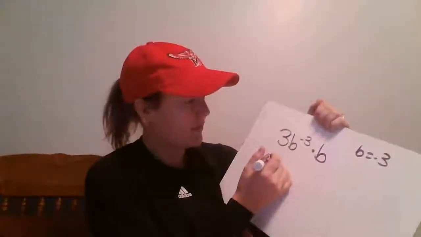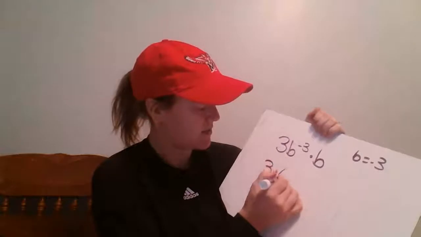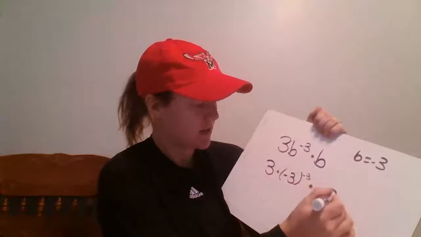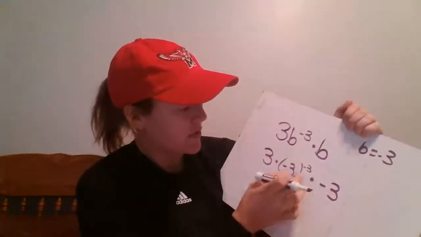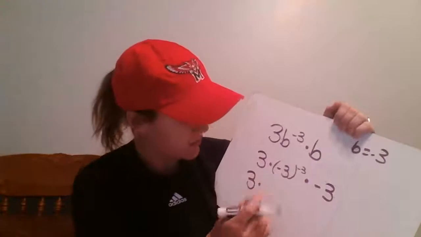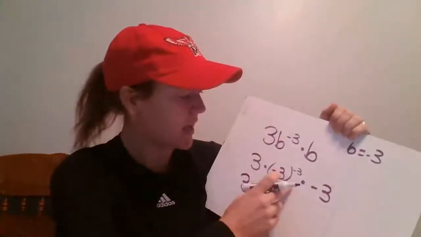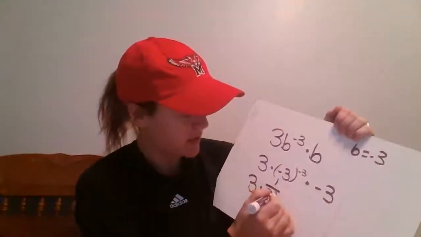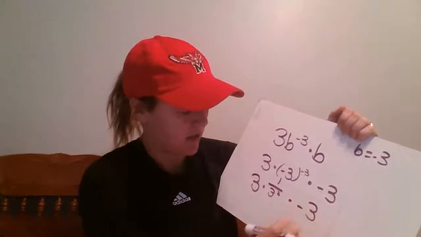So if we look at B, it says 3b to the negative third times b, and b is still equal to negative 3. So we need to plug in for b. We have 3 times negative 3 to the negative third power times negative 3. We need to first work our exponent. We have a negative exponent, so to make it positive, we make it 1 over 3 to the third, times negative 3.